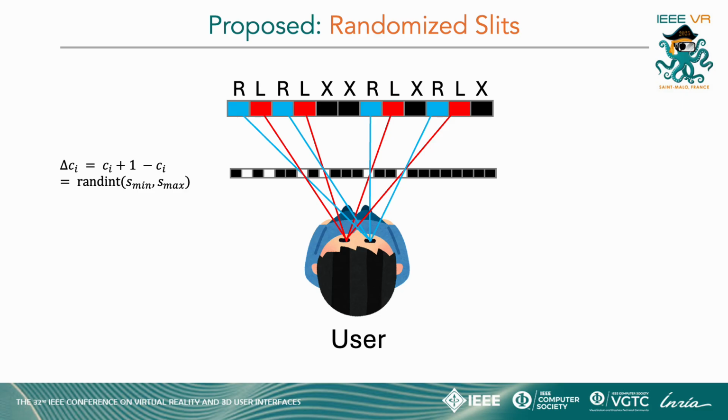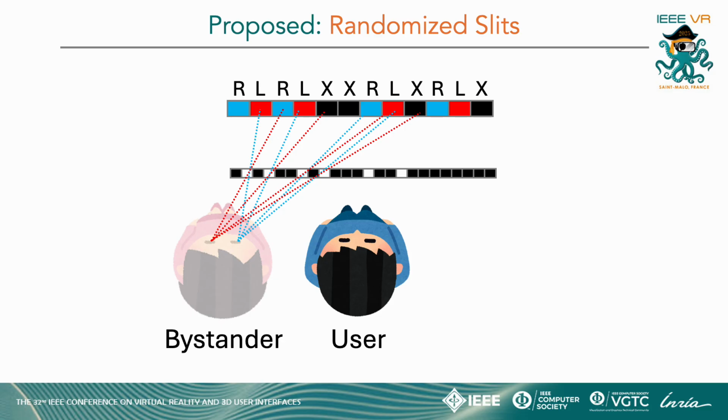When a bystander views the display from an alternate position, the non-periodic nature of the slits alters the interaction of light rays with the display pixels. Since the slits are no longer periodically aligned, light rays from the left eye might intersect with left, right, or even unused pixels. Consequently, the bystander perceives a scrambled image, a randomized blend of the left image, the right image, and black, unused pixels.